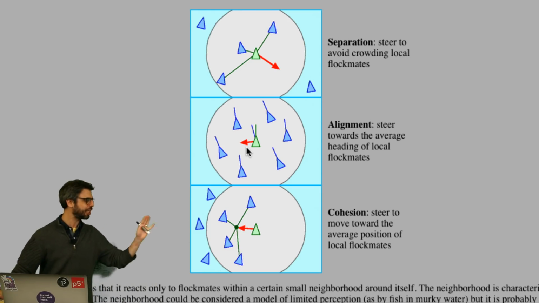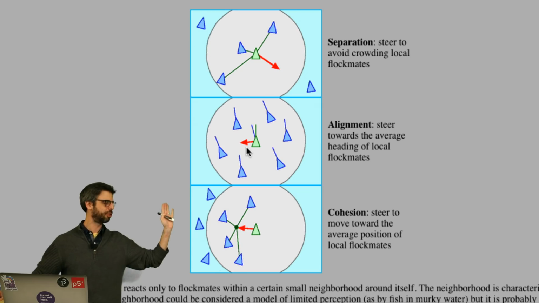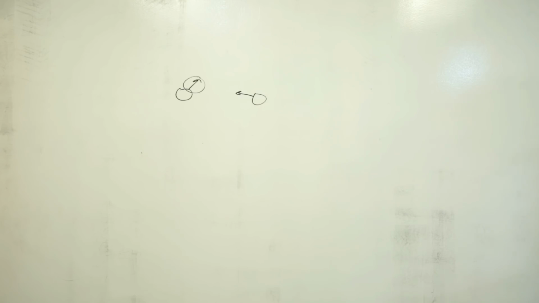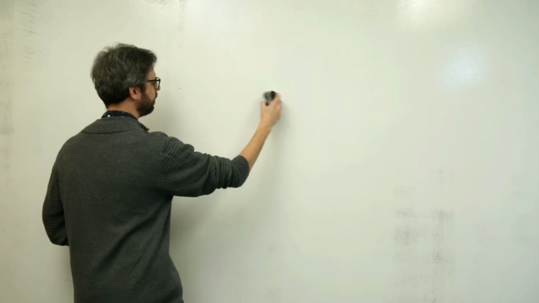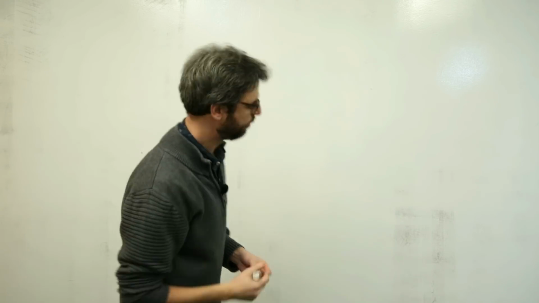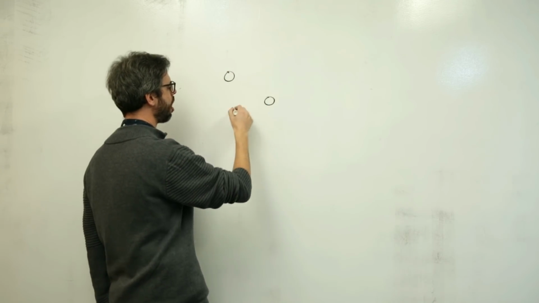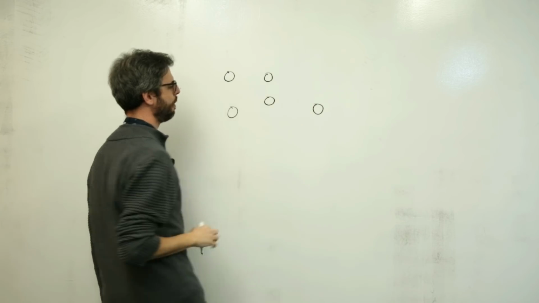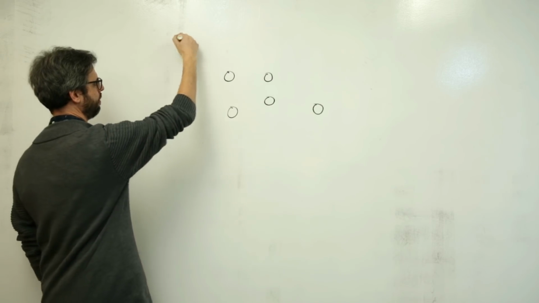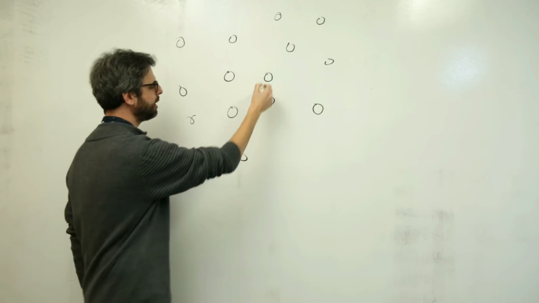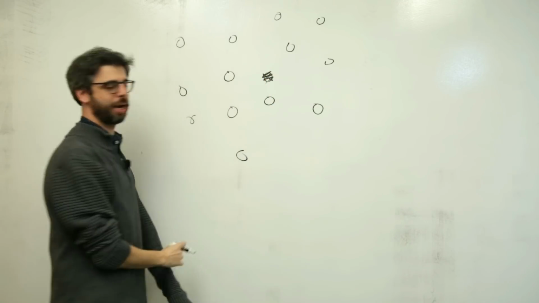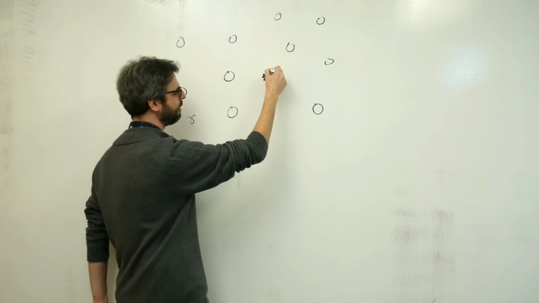So I think the easiest one to do actually is alignment. Let's do alignment first. Let's make our own diagram. So let's say there are 5 Boids. Actually, let's make a lot more of them. These are all of my Boids. This is the one that I'm currently operating around. And it has a velocity vector like this.